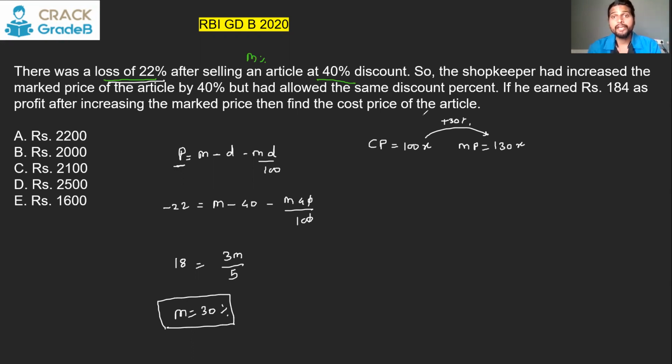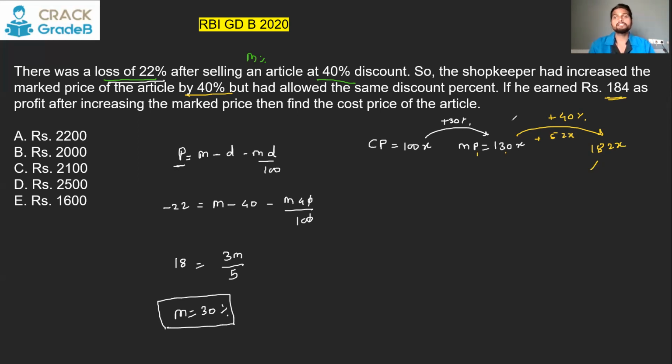Now they say if he increases the mark price by 40%. So this, let's call this as mark price 1. So again he increases it by 40%. 40% will be 30. 13 is the 10%. So 40% will be 52x. So if he increases it with 52x, it becomes 182x. And now if he gives the same discount percent, he earns 184 rupees as the profit.